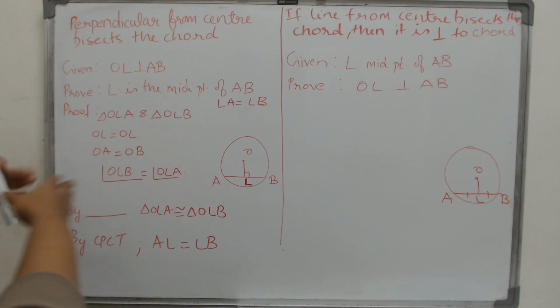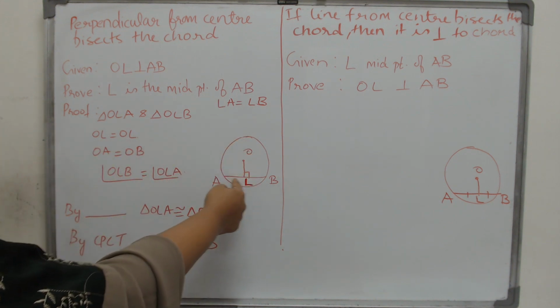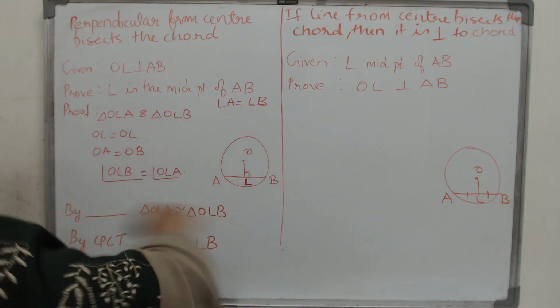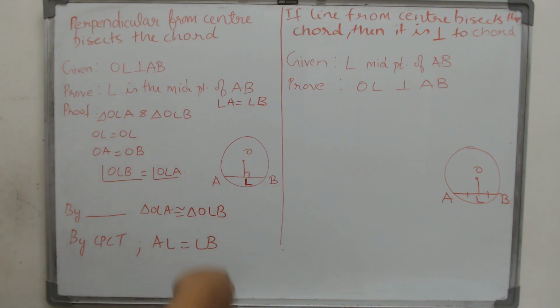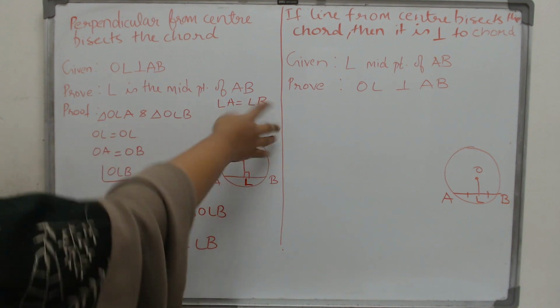and as I said again, remember congruency is very sensitive to the order. Make sure you keep the same order. If you are coming OLA, then again take OLB. Don't go OBL. Don't go all over the place. Maintain discipline when it comes to congruency. Follow the same path, OLA and OLB.